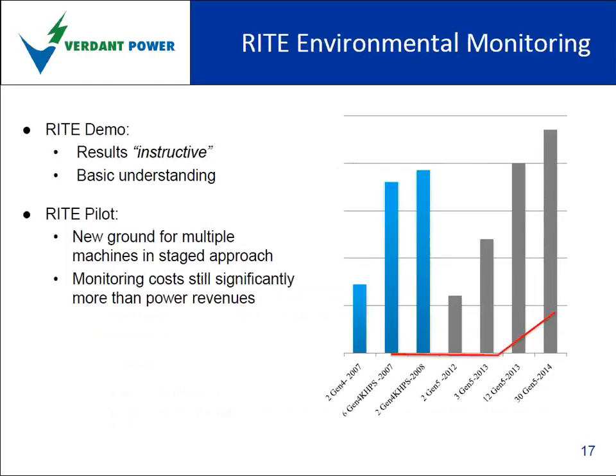And so what we're trying to do, through the RITE demo, is that we tried to come up with a basic understanding, which was quite costly. And then through the RITE pilot, we reset the bar and started to come up with a strategy to observe the machines in an array situation. But again, it is still quite costly. The red line on this graphic represents the revenue. And so the monitoring costs still significantly exceed the power revenues expected from this size pilot demonstration.